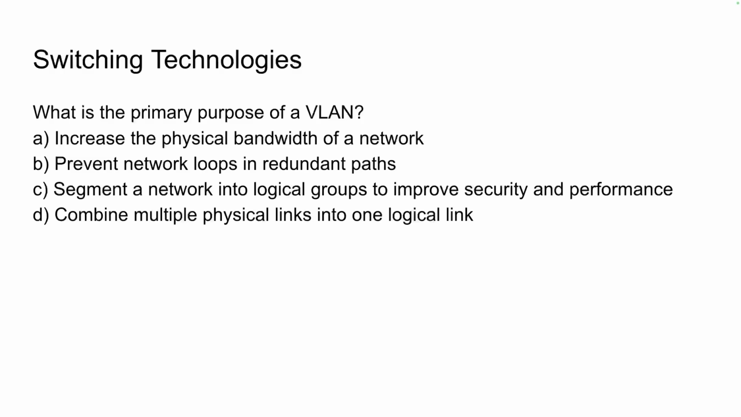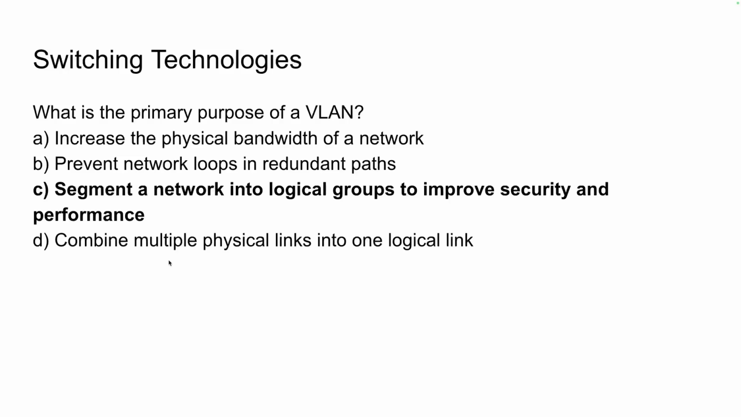And that brings us to our practice questions for switching technologies. What is the primary purpose of a VLAN, a virtual LAN, where we have logical segments inside of a network that's done from a physical device? Increase the physical bandwidth of a network. That would be a link aggregation. Prevent network loops in a redundant path. That would be spanning tree protocol. Segment a network into logical groups to improve security and performance. That's it. That would be the answer. I don't even need to read the other one.